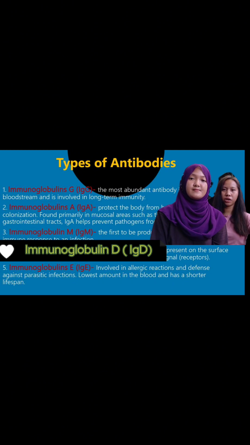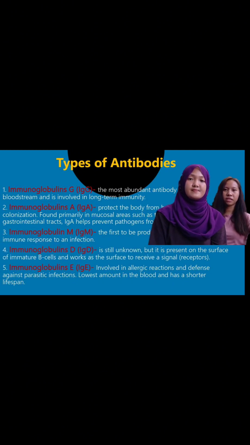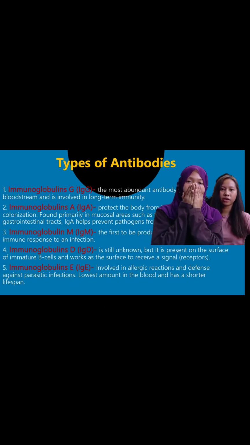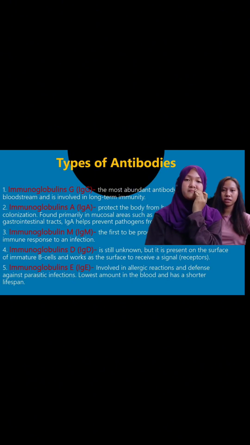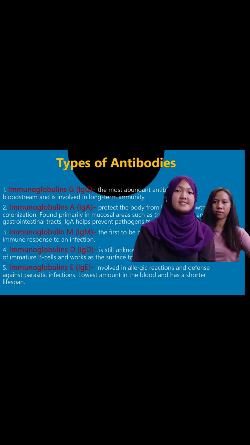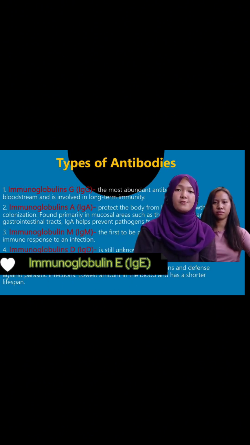So IgD, or immunoglobulin D, is an antibody found on the surface of B cells. Though it is still not entirely clear, because it's still unknown, it seems like IgD helps B cells activate and get ready to fight against infections or harmful antigens. So last is IgE, or immunoglobulin E.